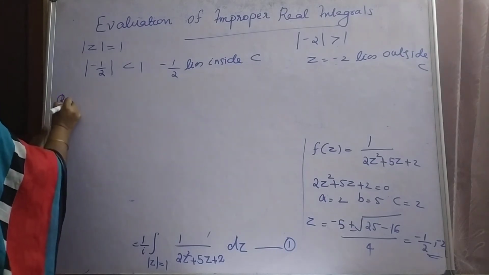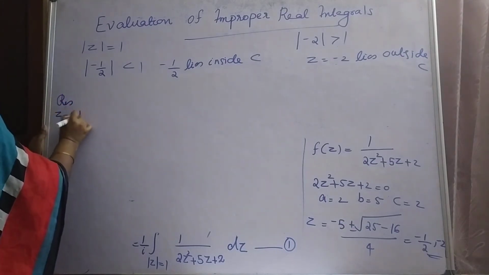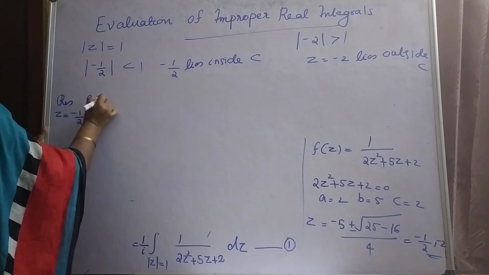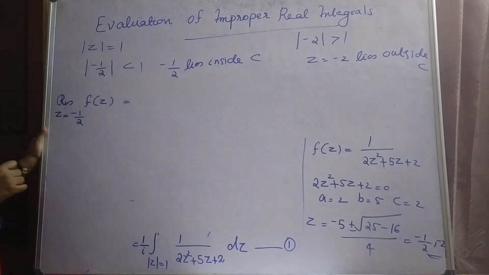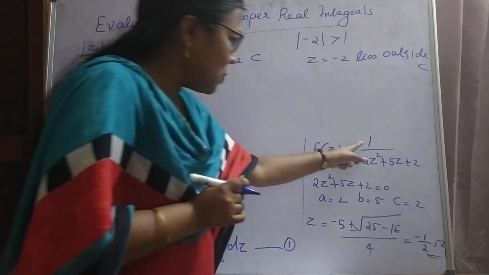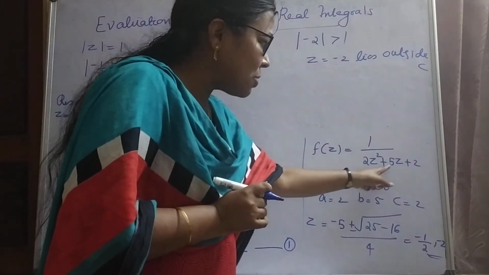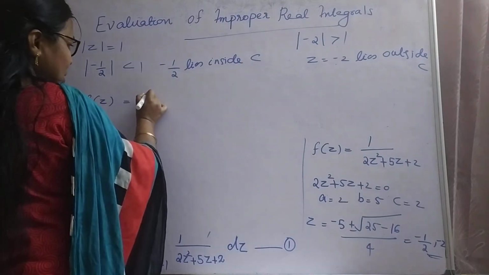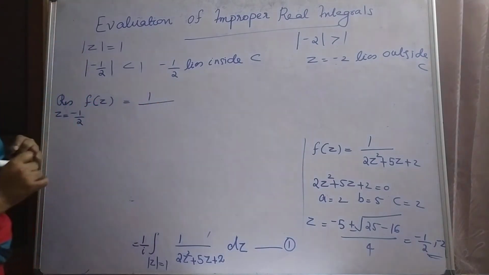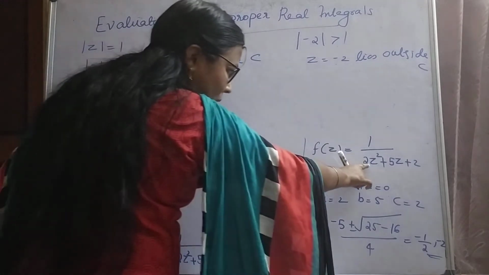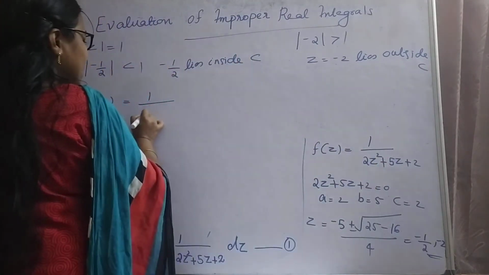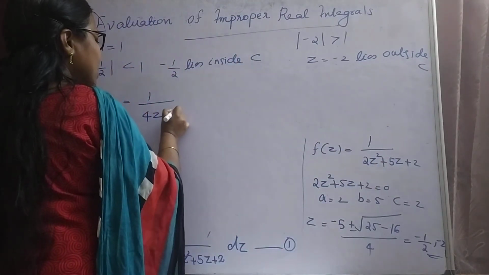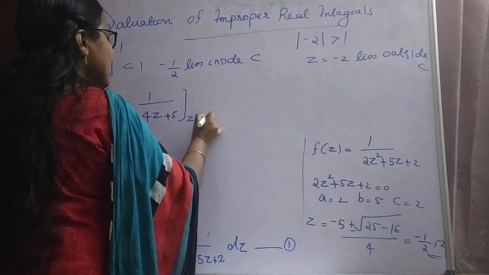Residue at z equal to minus 1 by 2 of f of z. What is this? Our function is f of z equal to 1 by 2z square plus 5z plus 2. Then residue is numerator by derivative of denominator, which is 4z plus 5. Put z equal to minus 1 by 2.